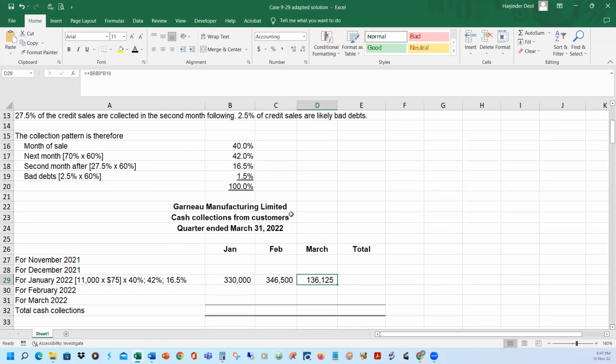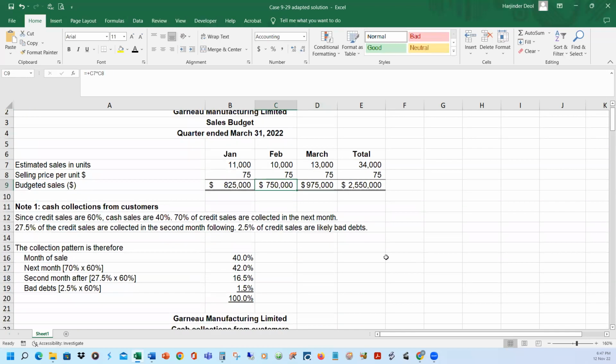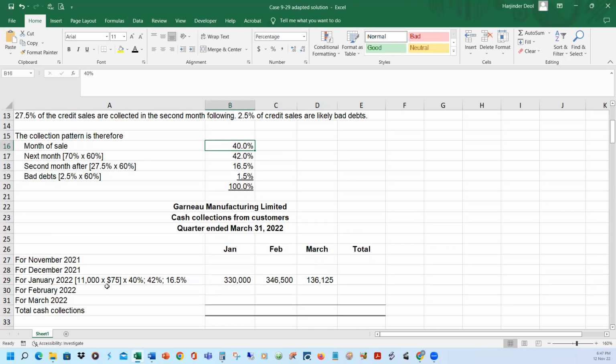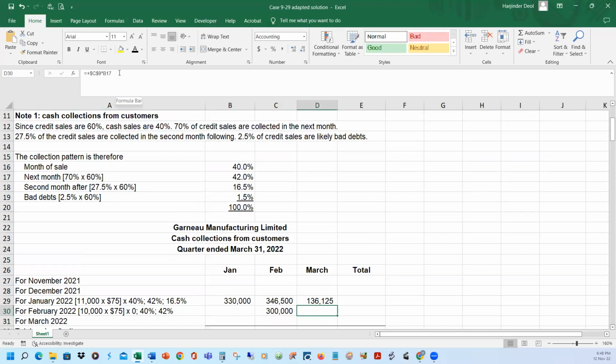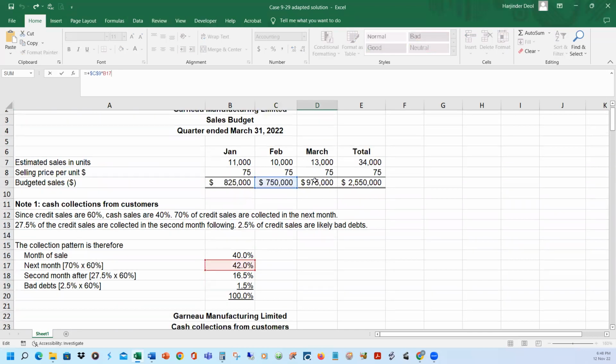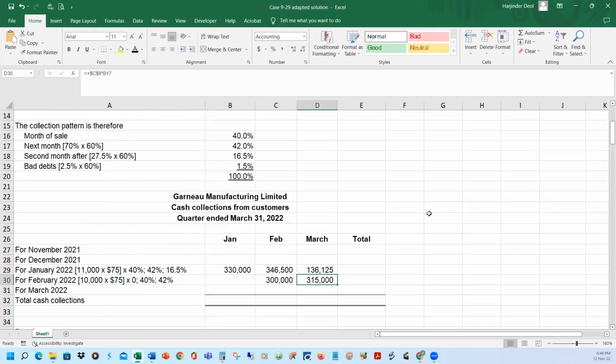In a similar vein, for the sales that occur in February, $750,000, 40% will be collected in the month of February itself. 40% of 750. 42% of 750,000 will be collected in the month of March. And the remaining 16.5% will get collected in April, but we are not making a budget for the month of April, so we skip that.